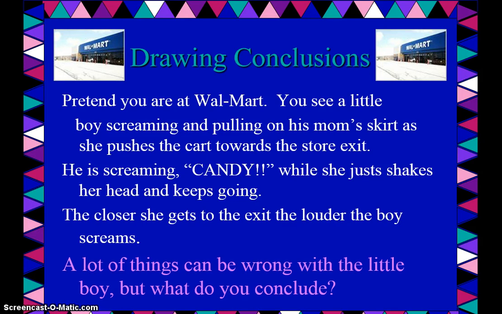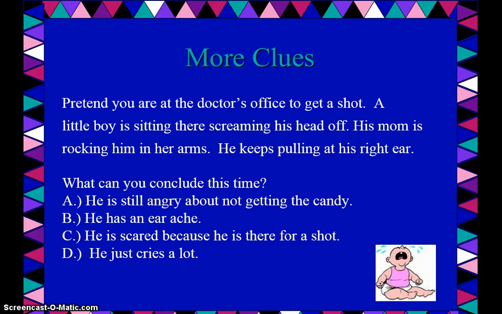So based on the clues that you've been given, he's screaming and he's screaming more as she gets closer to the exit. She's shaking her head and he's yelling candy. You can pretty much logically conclude that this little boy wants candy and realizes that the closer they get to the exit, the less chance he has of getting that candy. Did you guess that? You probably did. Not so hard, is it? Okay, let's look at another one.